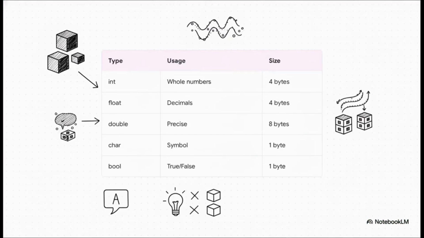Let's look at the 5 fundamental building blocks of C++, and more importantly, exactly how much space they take up. For whole numbers without decimals, we use int, which takes up 4 bytes of memory. For basic decimals, we use float, which also takes 4 bytes. But if you need super high precision, double literally takes double the space at 8 bytes. For a single text symbol or letter, always in single quotes, you use a char, which is tiny, just 1 byte. And finally, bool, short for Boolean, stores simple true or false values, also using exactly 1 byte.